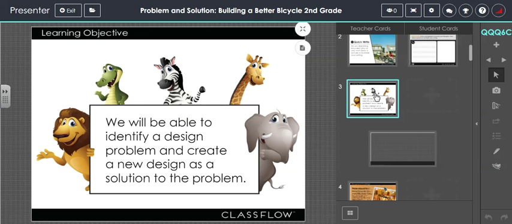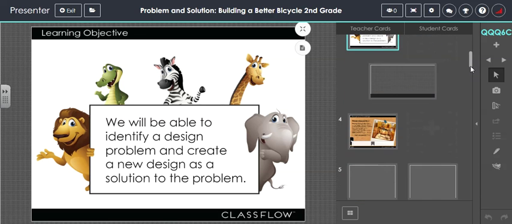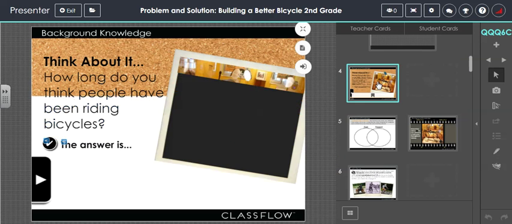The next card is the objective for the lesson. We will be able to identify a design problem and create a new design as a solution to the problem. And then we get into the instruction and practice section.